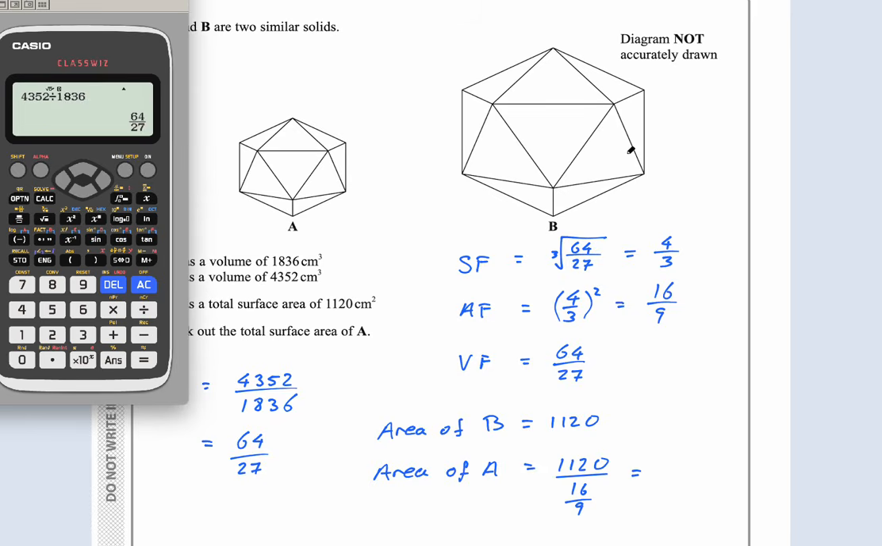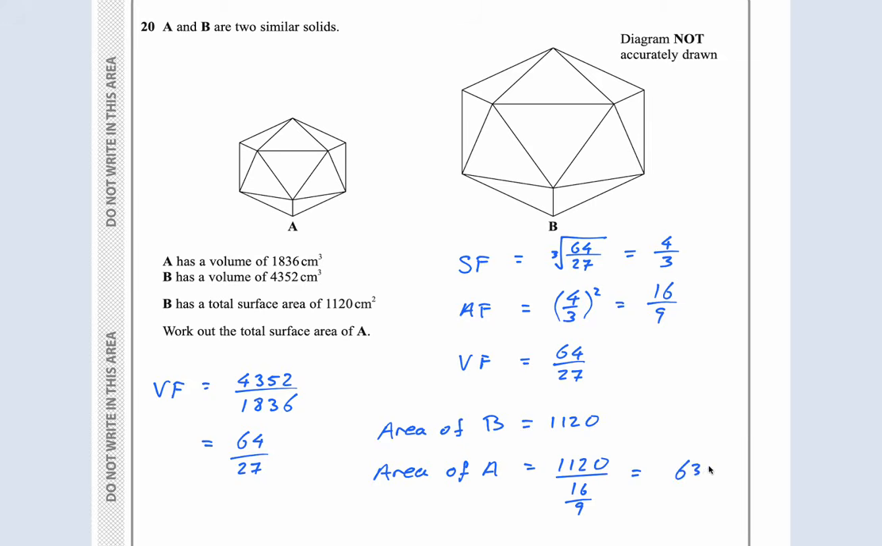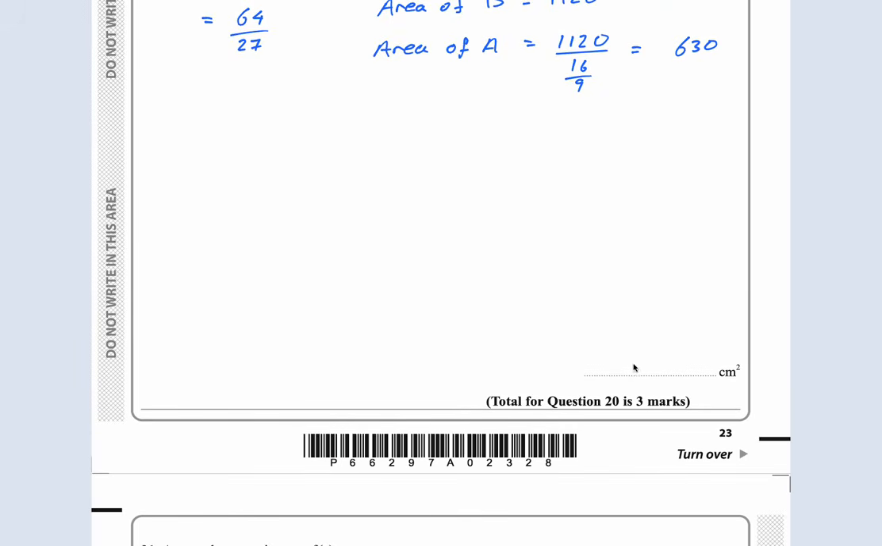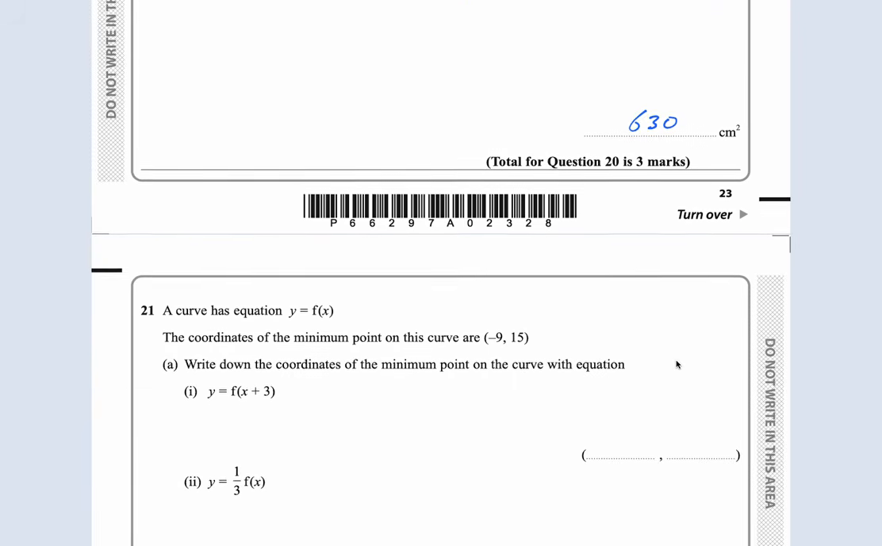So it is 1120 divided by, I'm going to put in another one of these. Now notice that's the longer line. 16 over 9 gives me 630, which is the right answer. Okay, hard question, guys, but I think definitely if you write this out, it makes the whole thing more manageable. Okay, that's 630. Next question.